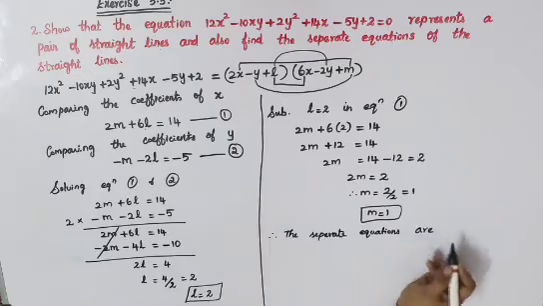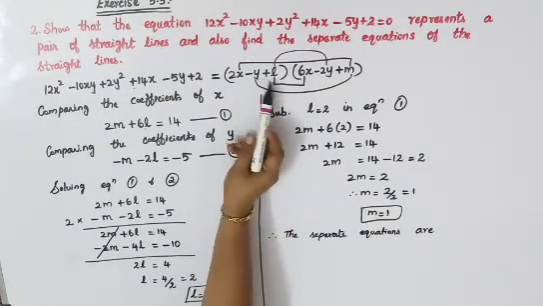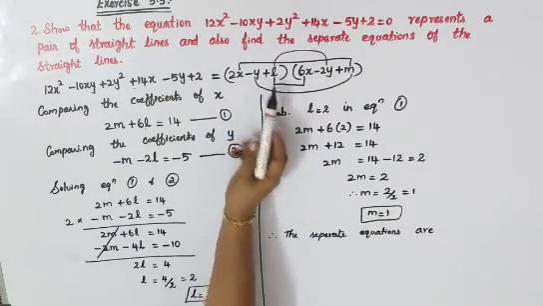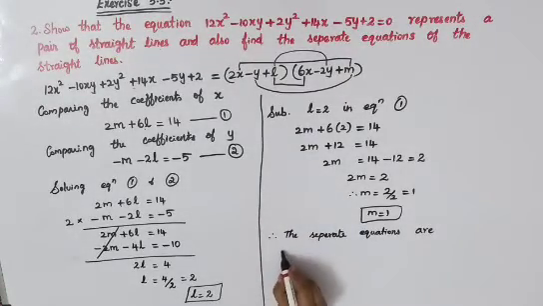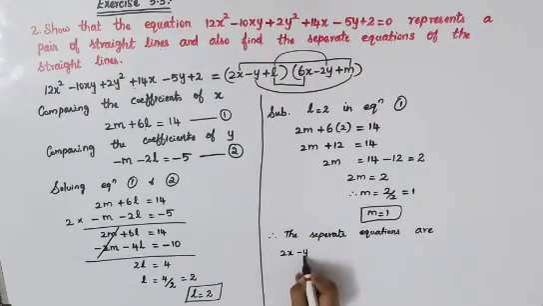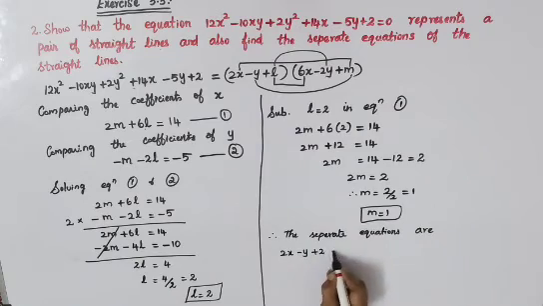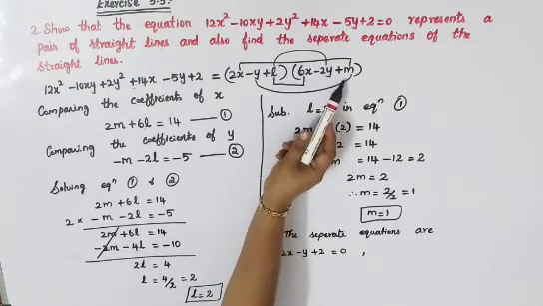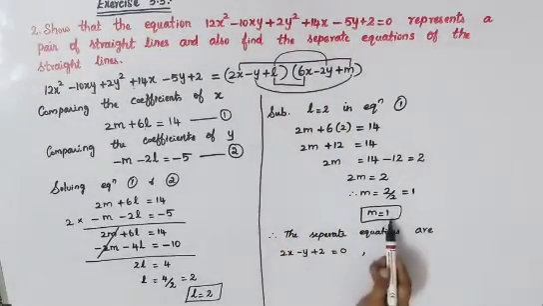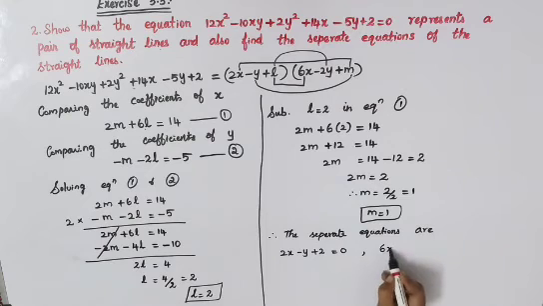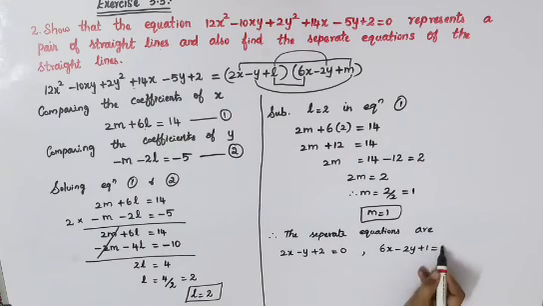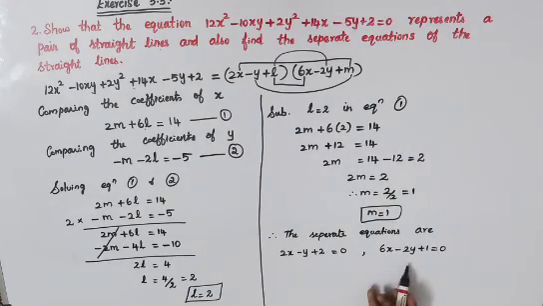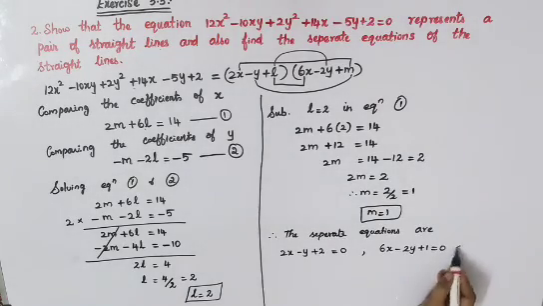are, so 2x minus y plus L is there. So, we just put the L value as 2. So, we will get 2x minus y plus 2 is equal to 0. This is your first equation. And your second equation is 6x minus 2y plus m is there. So m value is 1. So substituting, you will get 6x minus 2y plus 1 is equal to 0. So these are the separate equations. So this is the answer for your second question.